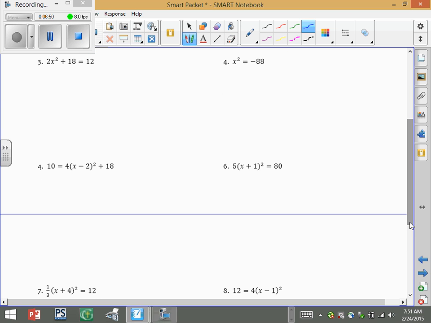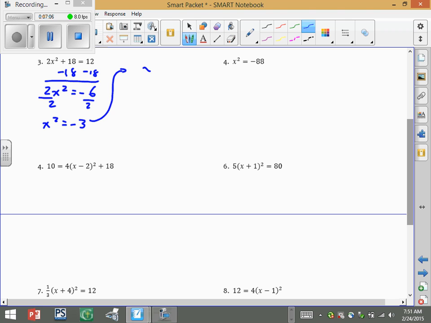Here we're going to do some work. We got to get this x squared by itself. So first thing I'm going to do, let's subtract 18 from both sides. That leaves me with 2x squared equals negative 6. Divide both sides by 2, and now we have x squared equals negative 3.